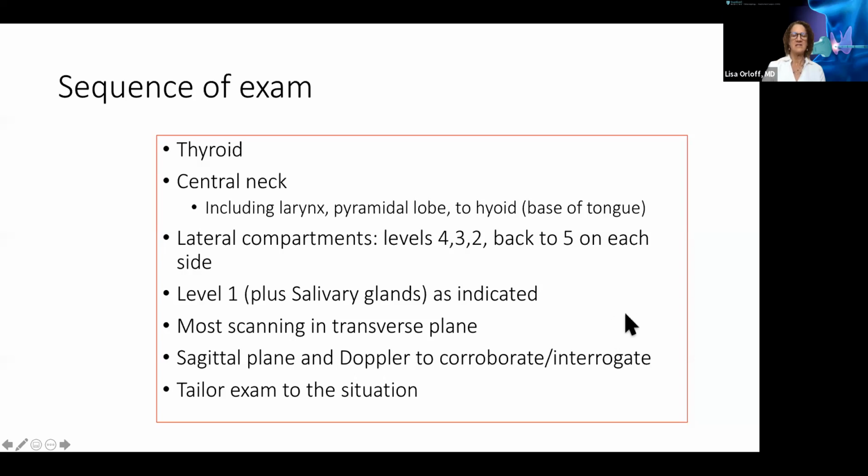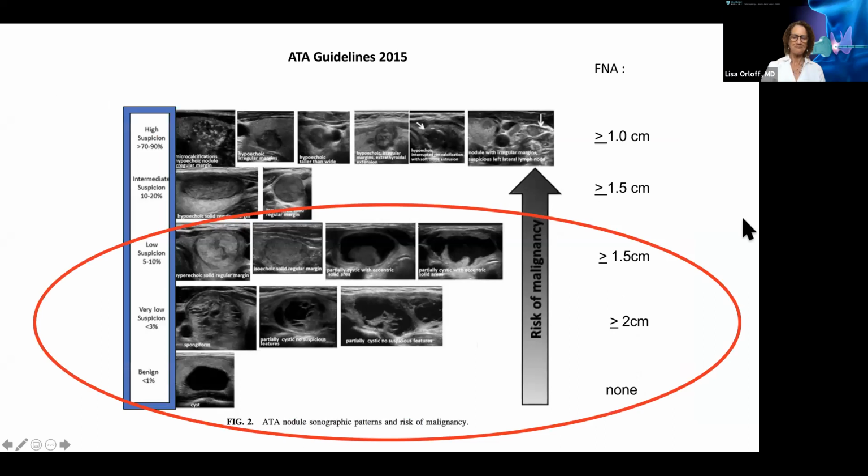But most scanning is done in the transverse plane with sagittal imaging to corroborate findings in the transverse plane and to perform third dimension measurements. Doppler is also used to assess vascularity, and the exam can be tailored to the situation. Again, I would imagine most audience members are familiar with the guidelines that we commonly ascribe to for determining risk of malignancy and decision-making for fine needle aspiration biopsy. And this shows the diagram from the 2015 American Thyroid Association guidelines depicting a greater risk of malignancy as the characteristics move from the bottom to the top of this table.